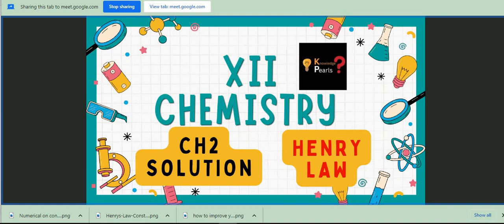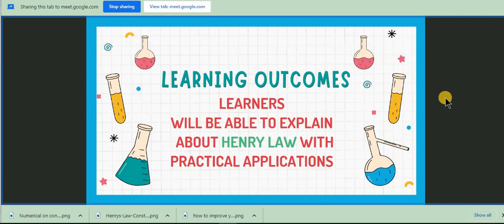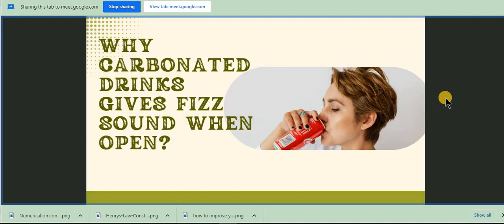Henry law gives information about the solubility of gas in liquid. Learning outcomes from this session is you will be able to learn about Henry law and its practical application. So we can see from this picture that carbonated drinks, when you open it, it gives fizz sound. We will be able to know the answer for this question after listening to this video.